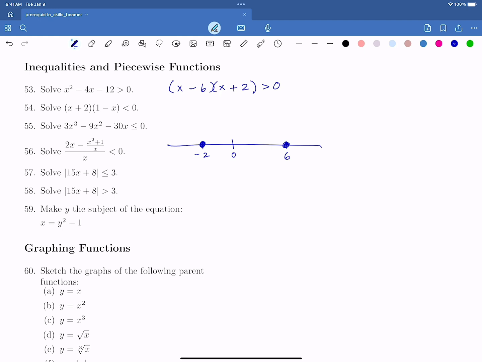But we don't want to know where it's equal to 0. We want to know where it's greater than 0. So let me not make those closed circles. Let me make them open circles. They're not solutions. They would be where the expression is equal to 0. We want to know where it's greater than 0.